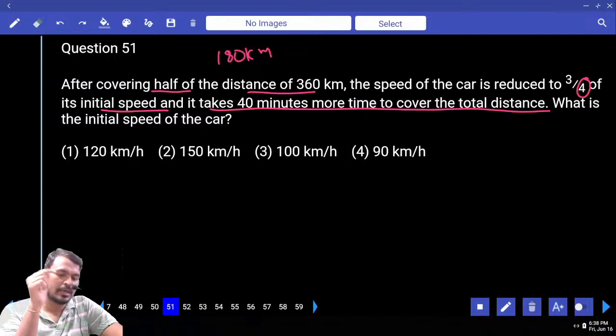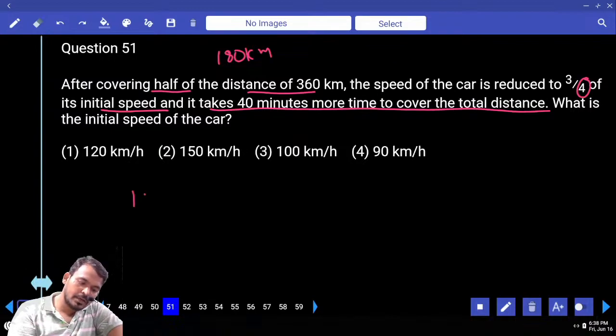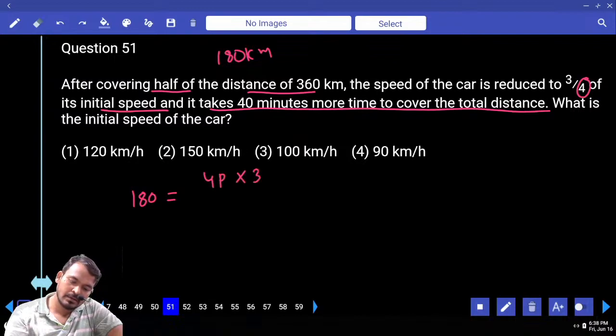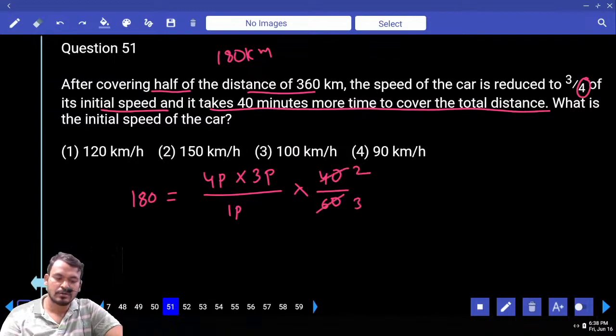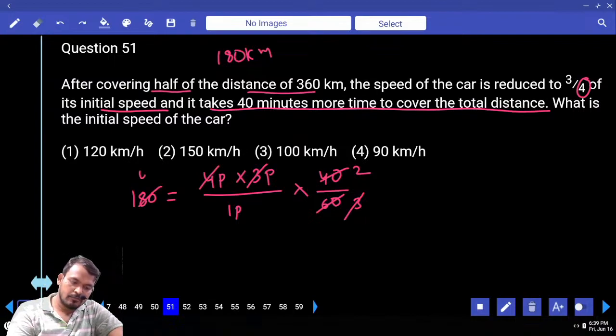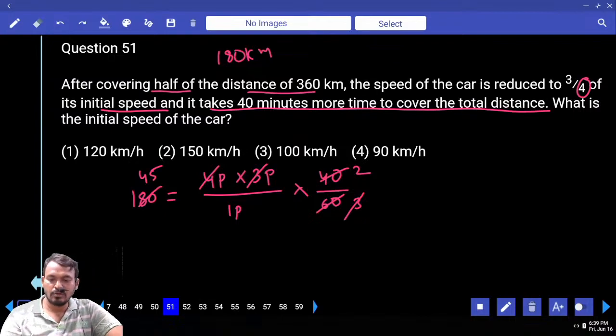Means compared to the original time, how much time is extra taken? 40 minutes more. Okay. Means for 180 kilometers, one case speed is how many parts? 4 parts. Another case 3 parts. What is the difference of the speeds? 1 part into time difference, 40 minutes, 40 by 60. 2 times 2, 3 times 3 get cancelled. Okay. 4 how many times? 45 times. Then 2 parts equal to how much?